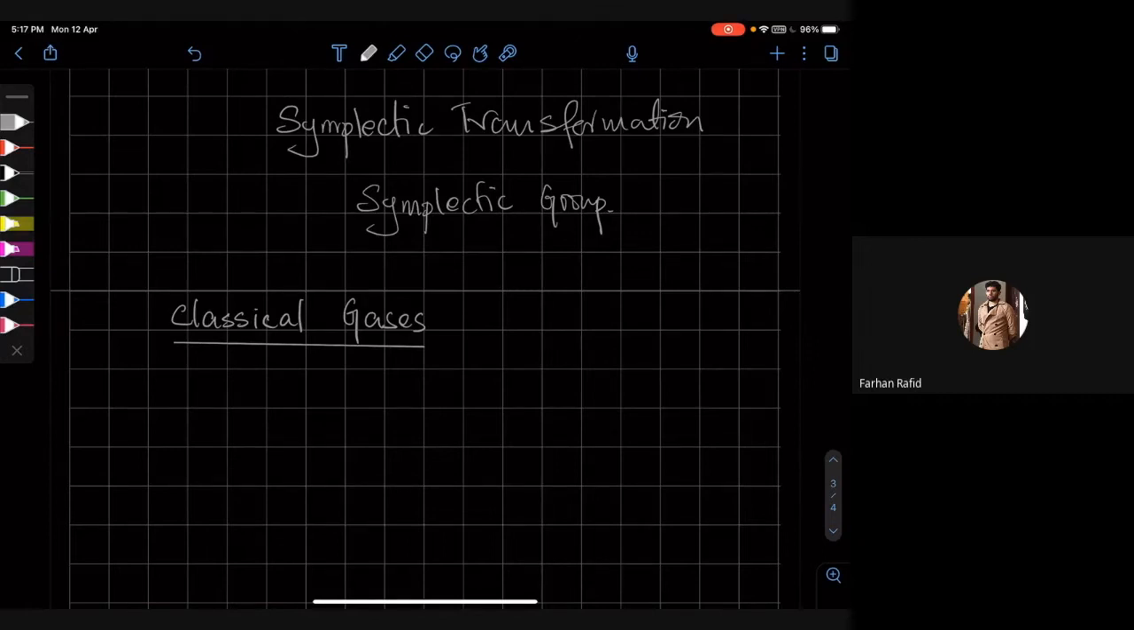So, we already studied the fundamentals of classical mechanics last time. And today we're actually going to treat some systems.